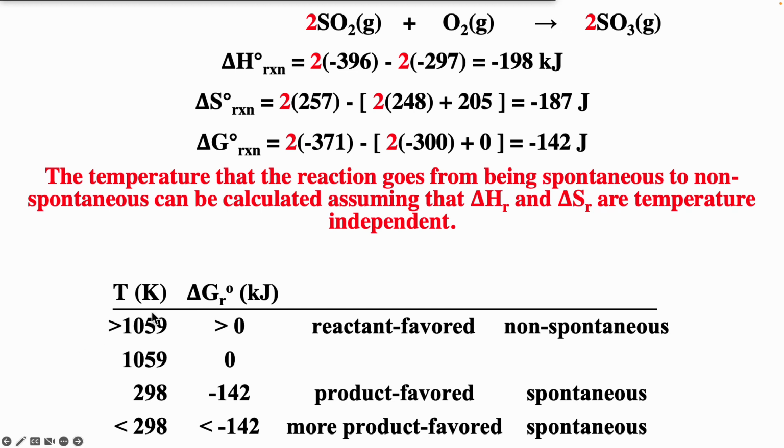And so above 1059, it's non-spontaneous. We could also call it reactant favored, meaning the reactants are more stable. At 1059, the reaction is reversible. Our delta G is equal to 0. At 298, we saw that it was spontaneous, meaning product favored, meaning the products are more stable. And the lower the temperature we go, the more product favored we get, the more spontaneous the reaction.